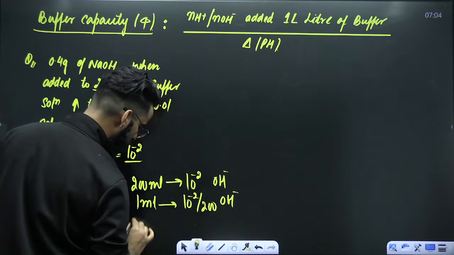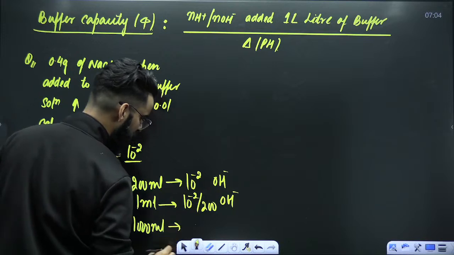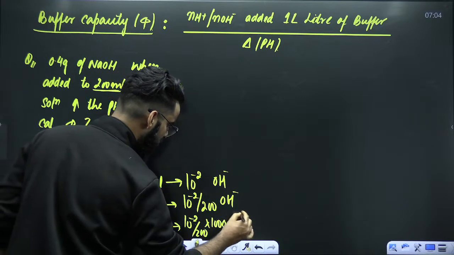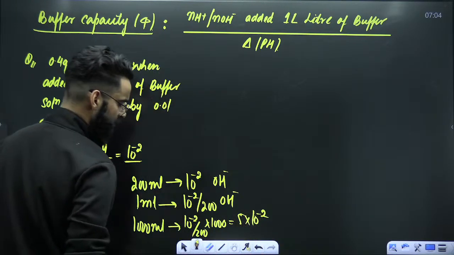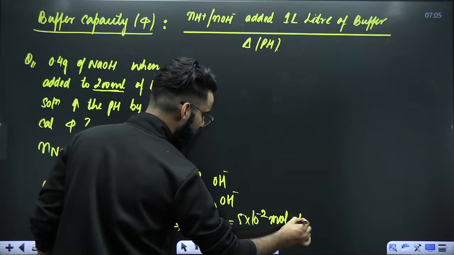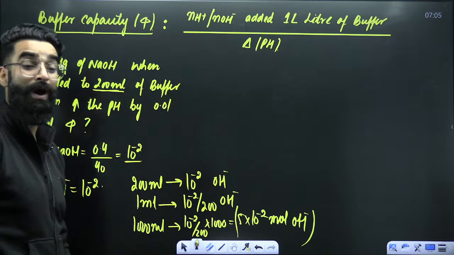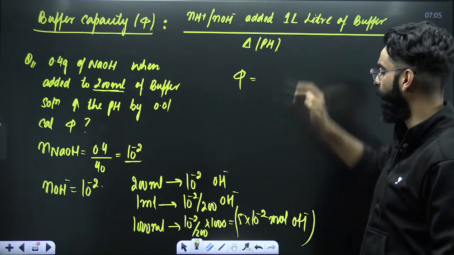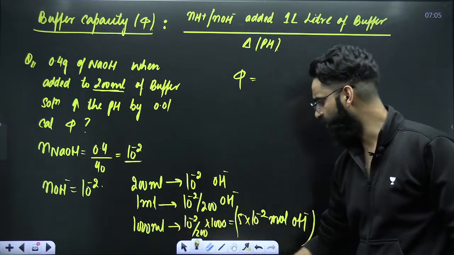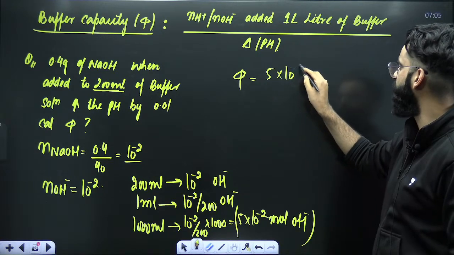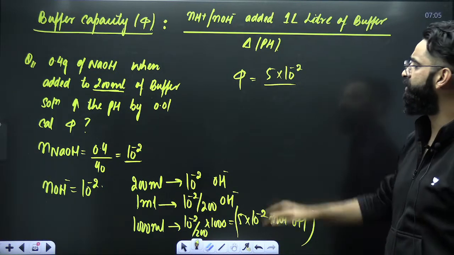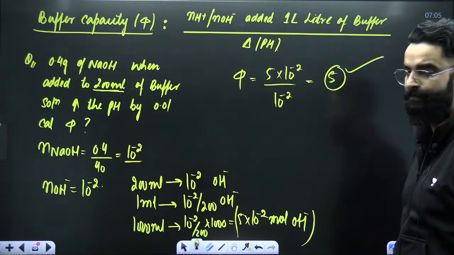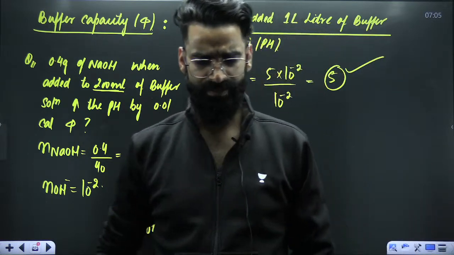So in 1 ml of buffer, we are adding 10 raised to minus 2 divided by 200 moles of OH negative. So to 1000 ml of buffer, we'll be adding 10 raised to minus 2 divided by 200 multiplied by 1000. So it will be 5 into 10 raised to minus 2 moles of OH negative added to 1 liter of buffer. That's what we have to calculate: moles of OH negative or H positive added to 1 liter of buffer, divided by change in pH. Change in pH is 0.01, 10 raised to minus 2. So the buffer capacity came out to be 5. Done and dusted, right? Simple.